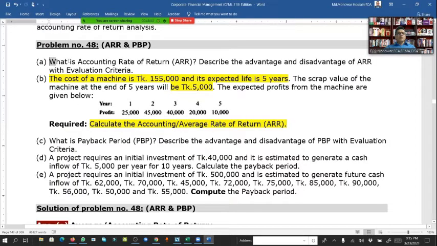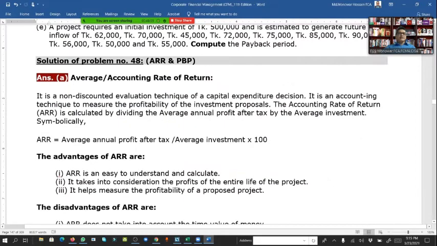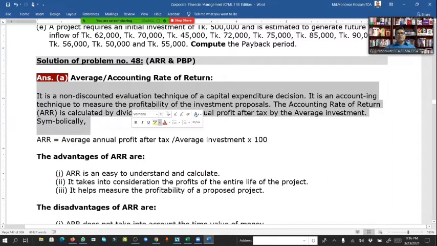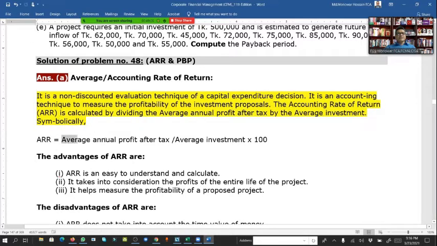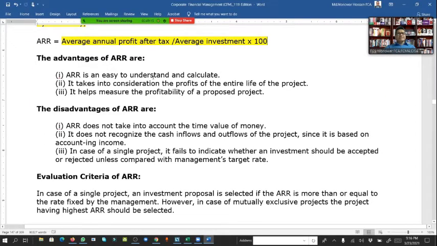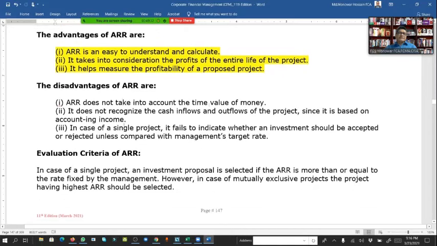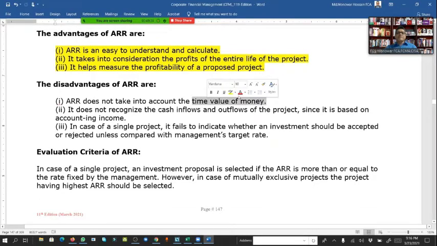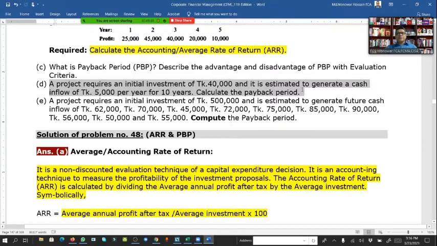Also, there is the theory. What is the accounting rate of return? Describe the advantages and disadvantages of ARR. The answer will be that it is a non-discounted evaluation technique of capital budgeting, and very simple. The formula is average annual profit after tax divided by average investment multiplied by 100. The advantage is that it is easy. Anyone can do it, no complexity. And the disadvantage is that it does not consider the time value of money, and does not consider all cash flows, etc.